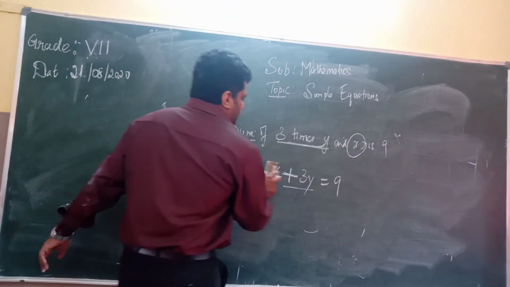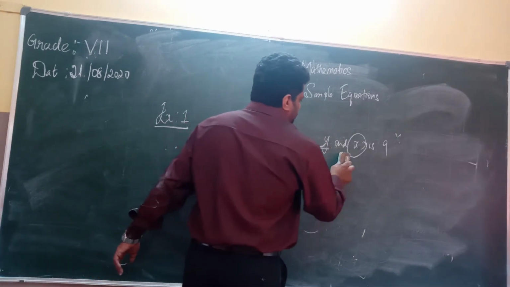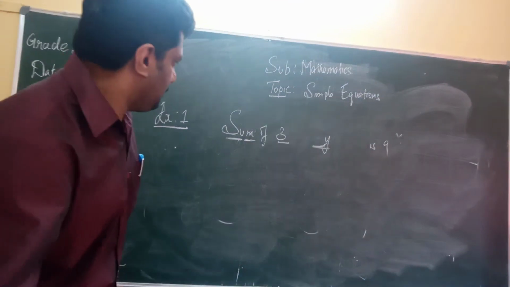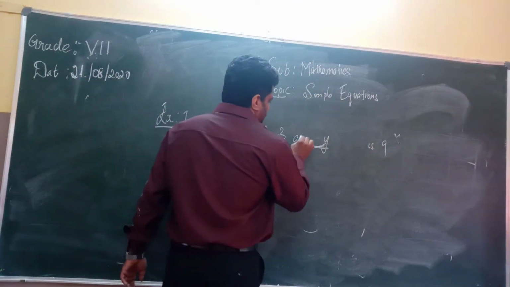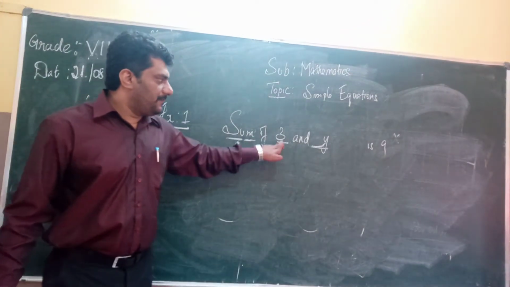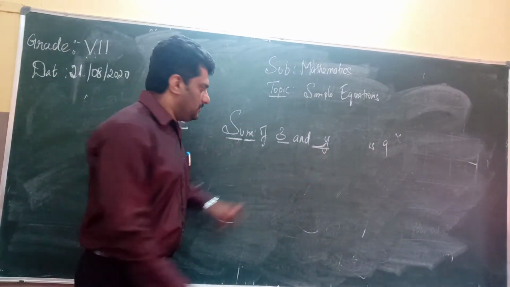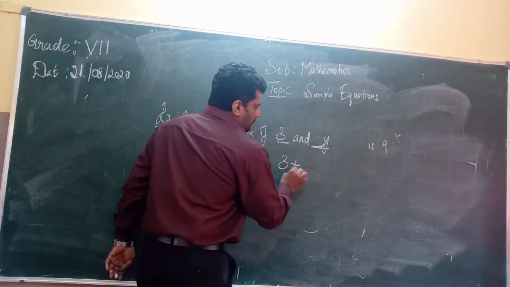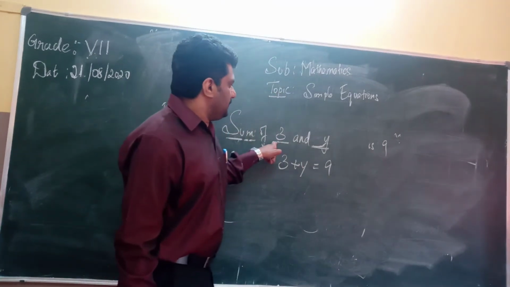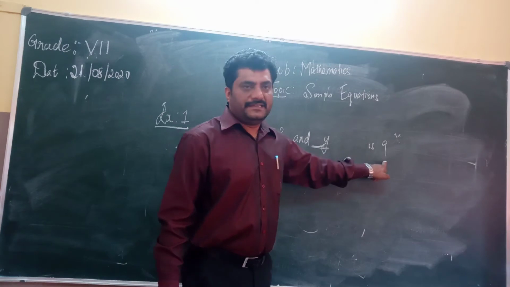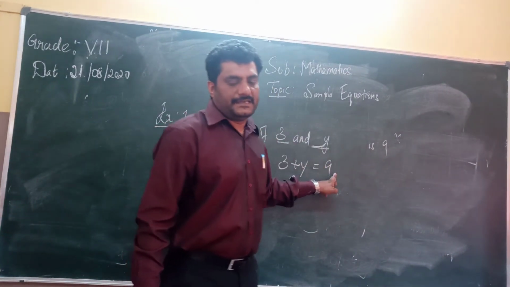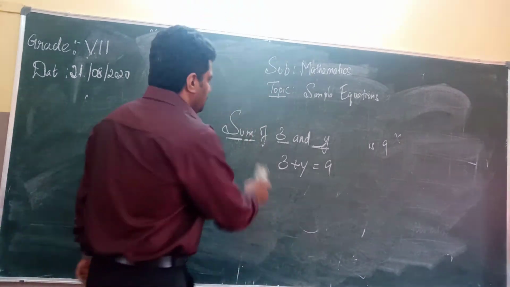Now if I take away this one, sum of 3 and 1 means what? 3 plus 1 is equal to 9. Sum of 3 and 1 is 9. 3 plus 1 is 9. Second example.